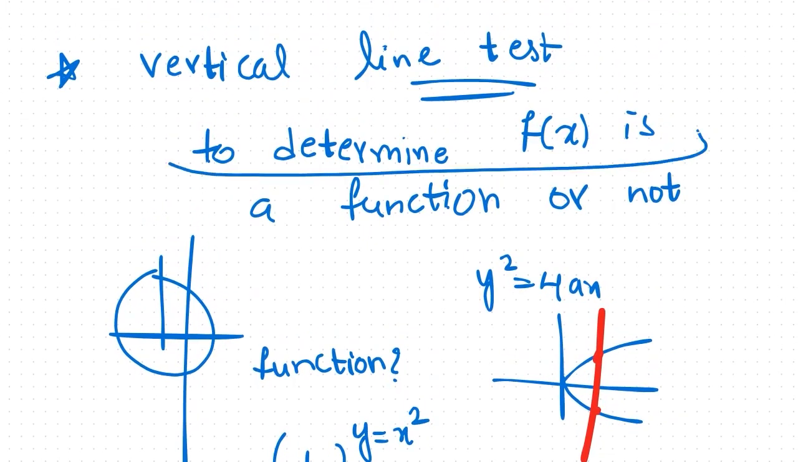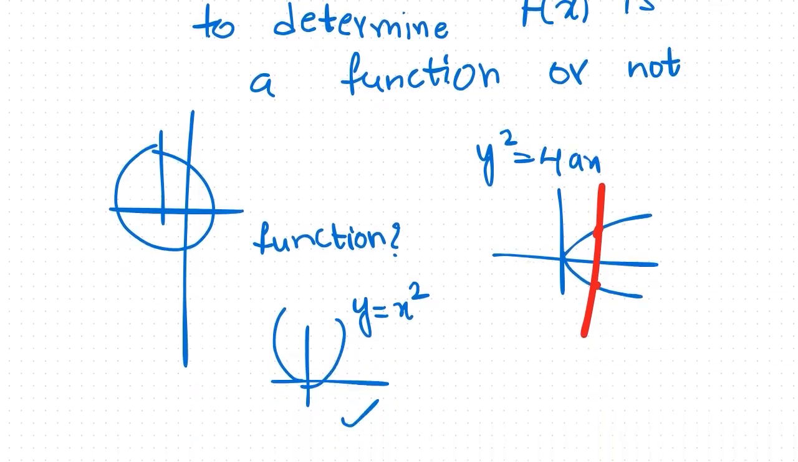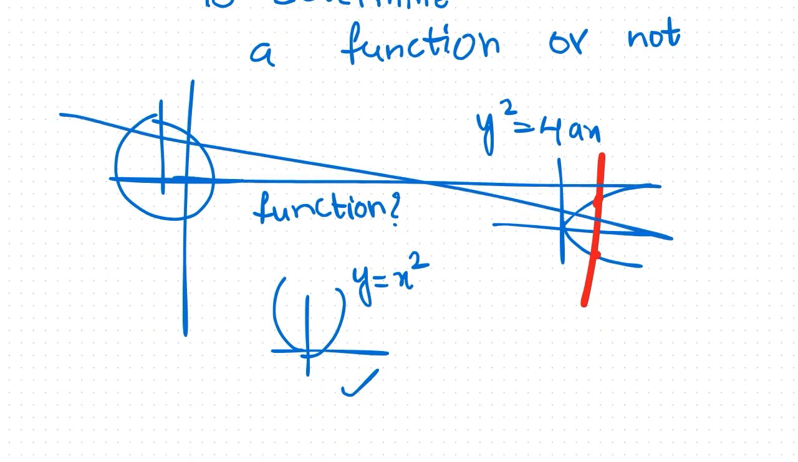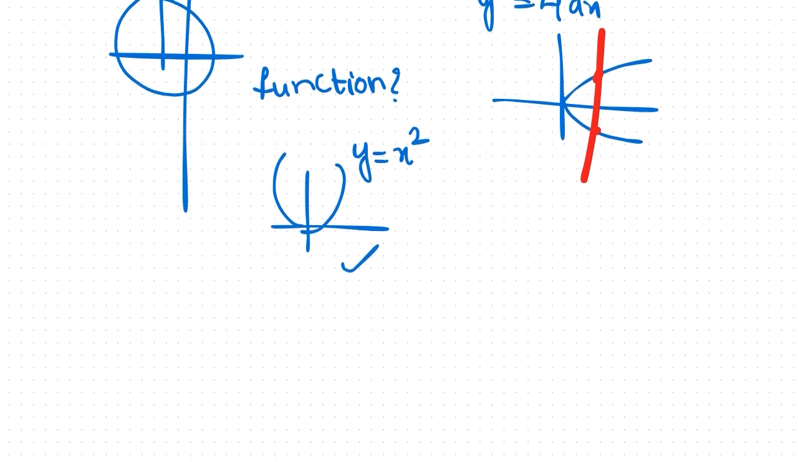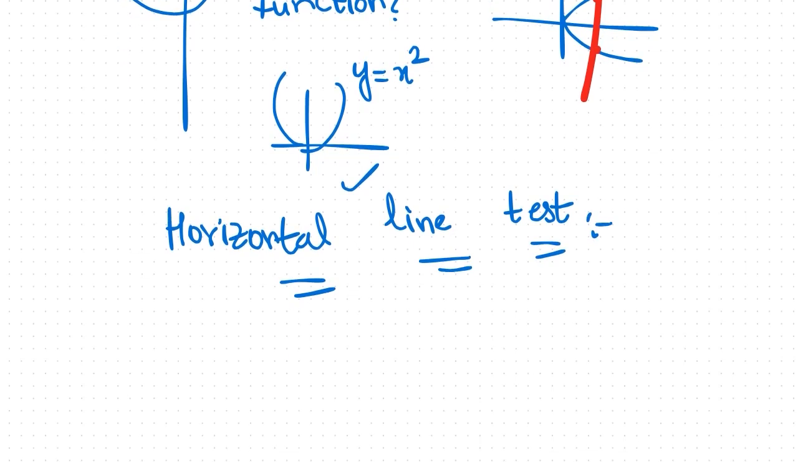So to determine whether f of x is a function or not, we use the vertical line test. We draw a vertical line on the graph and see if at any point it meets more than one point. If it does, then it is not a function. And what is the horizontal line test for? The horizontal line test is for one-to-one functions, to determine if it is a one-to-one function.